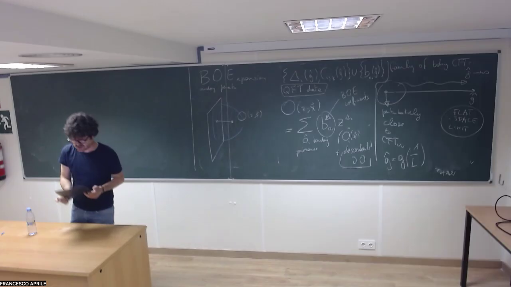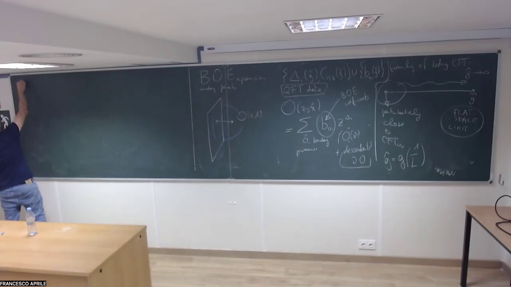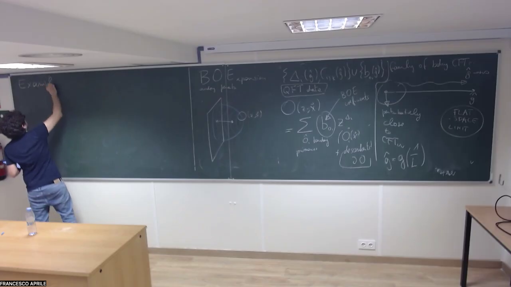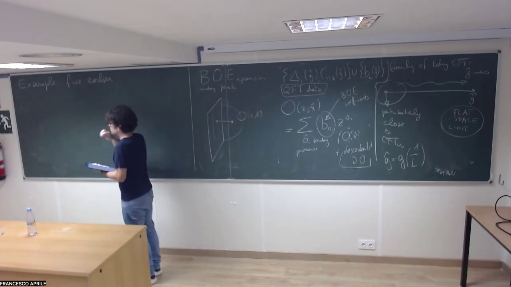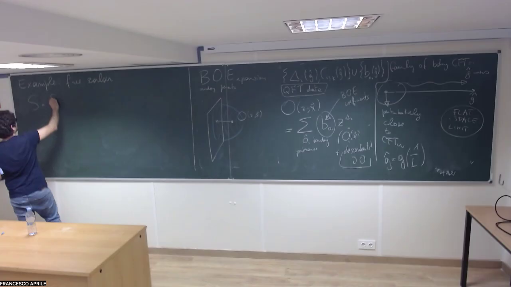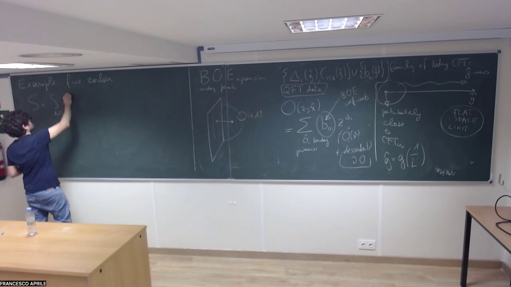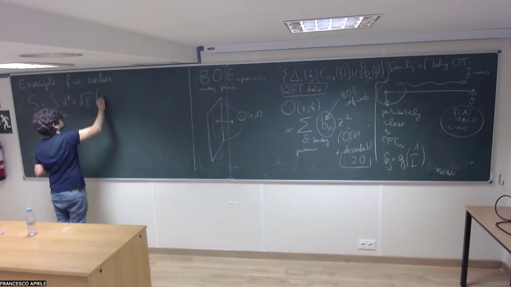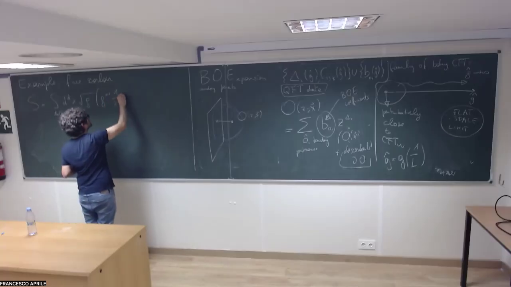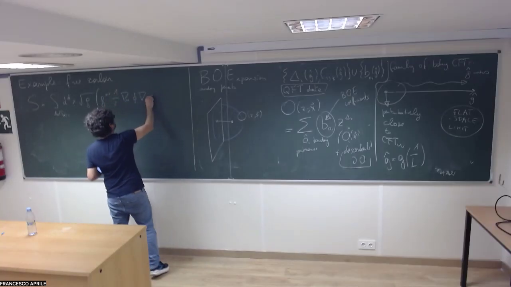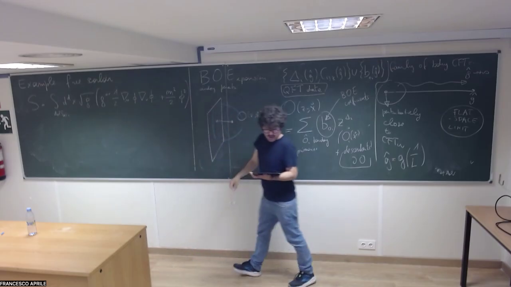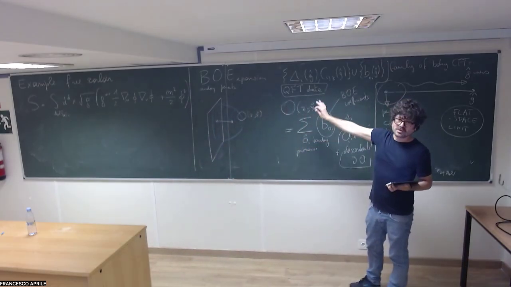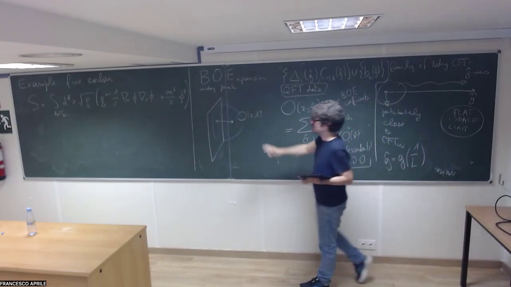So the simplest example perhaps of this is a free scalar. Okay. So what is the action? We just have the action as an integral of the kinetic term plus a potential, the free scalar. Okay. So let's use our sophisticated approach for this simple case.